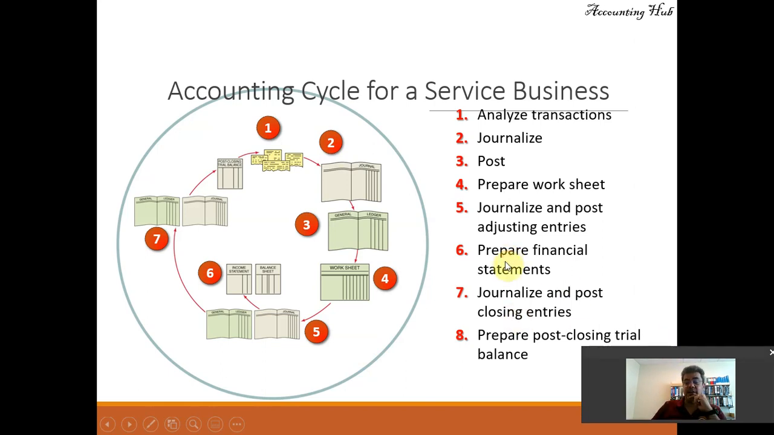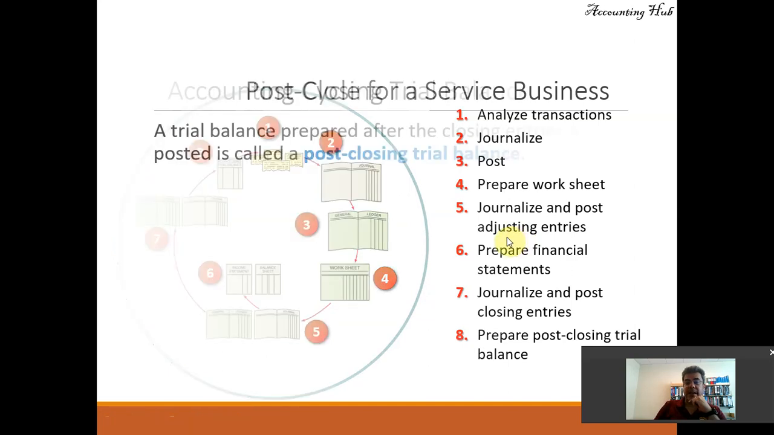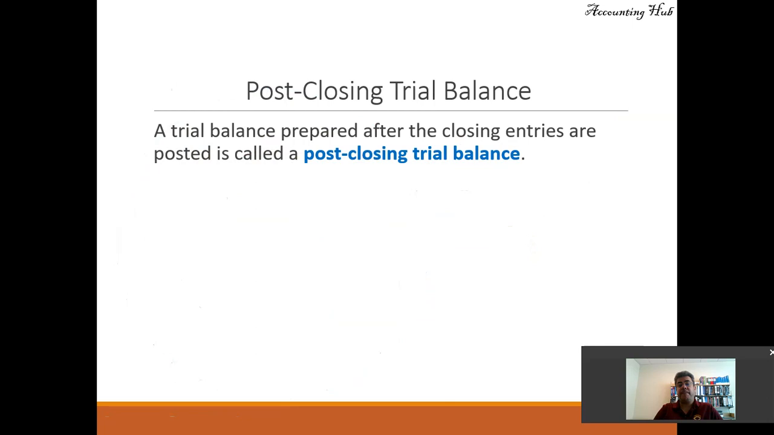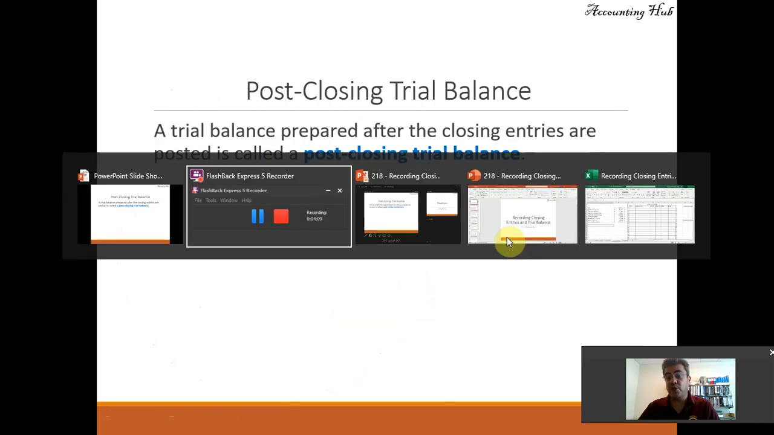So what is this post-closing trial balance? It's the trial balance prepared after the closing entries. So let's go to our Excel file.